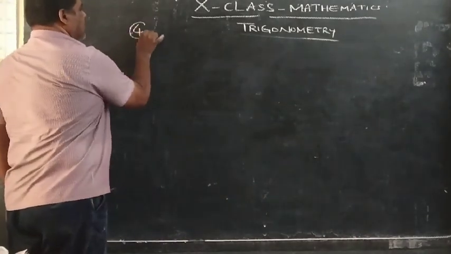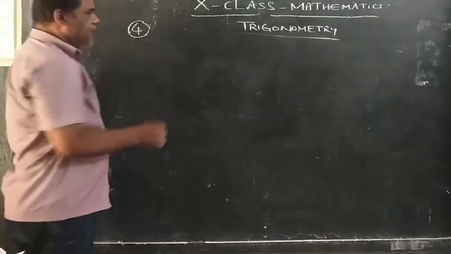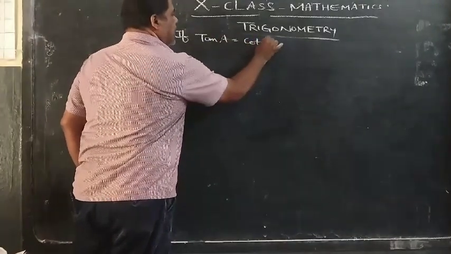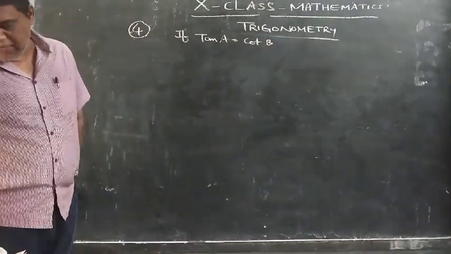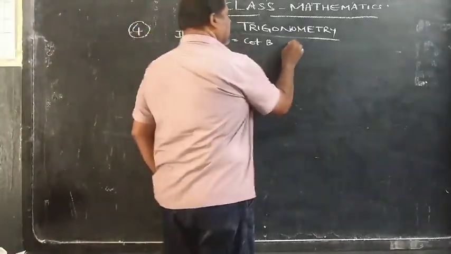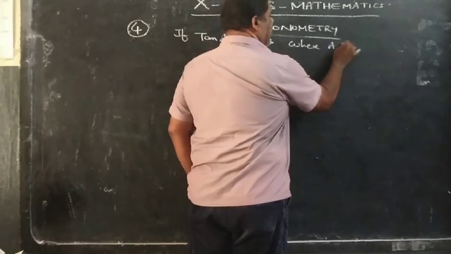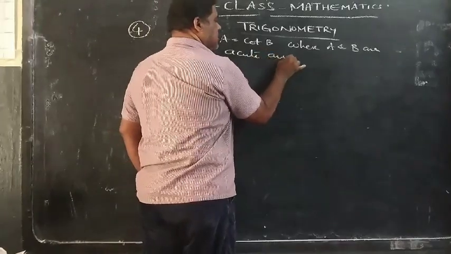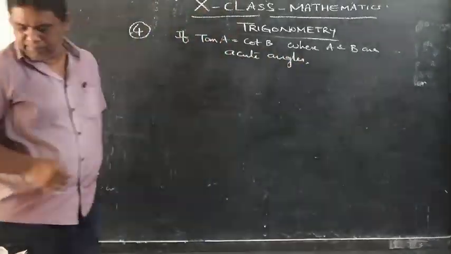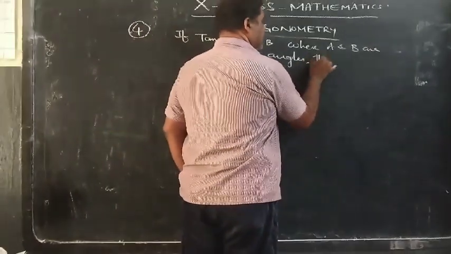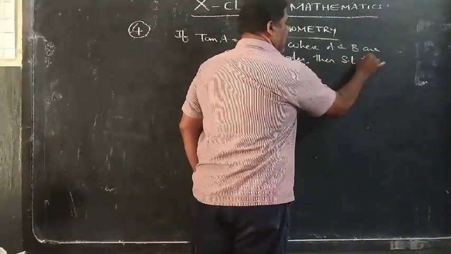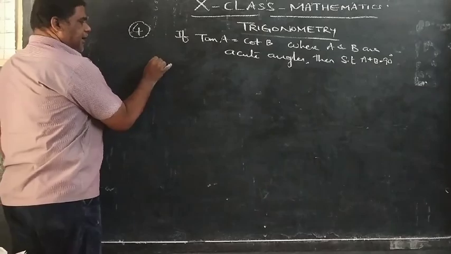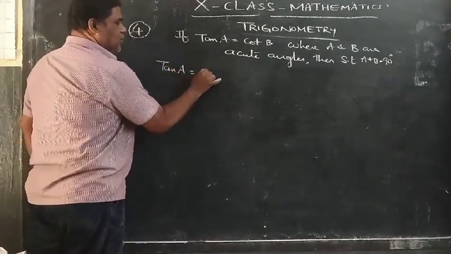Right, question number 4. If tan A is equal to cot B, where A and B are acute angles, then show that A plus B is equal to 90 degrees. Here the condition given is tan A is equal to cot B.